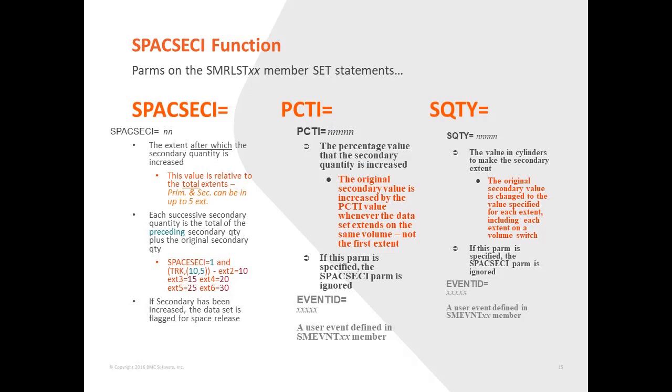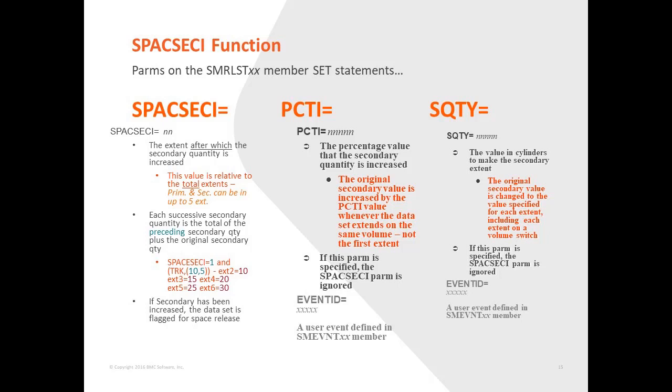The params in the SPACSECI set statement determine the percentage increase, at what extent, or even the set secondary quantity of space during the extent processing. The SPACSECI keyword must be specified. The parameter determines the extent number at which the percentage is increased or decreased, or the secondary space is changed to a set quantity in cylinders.